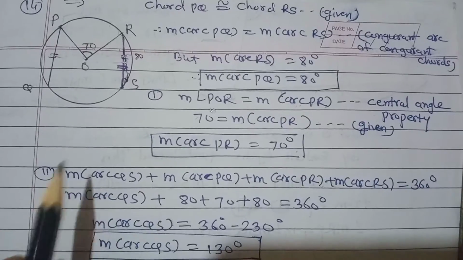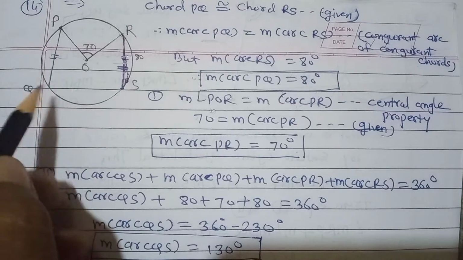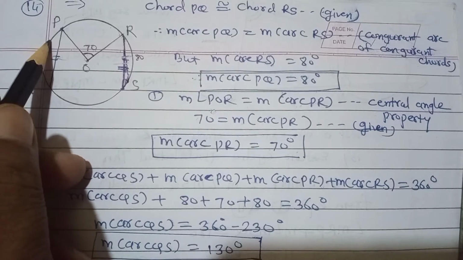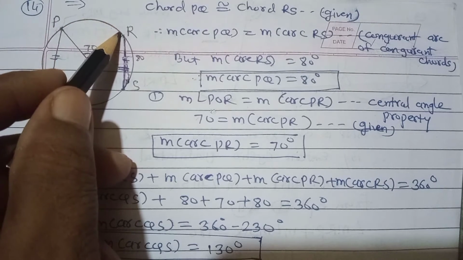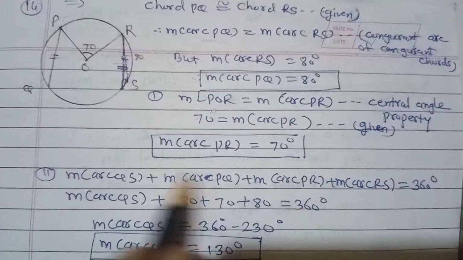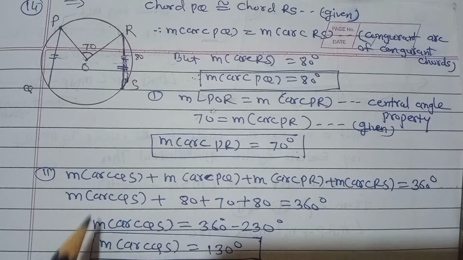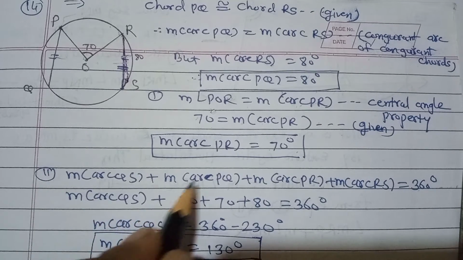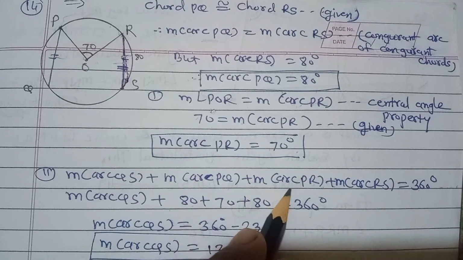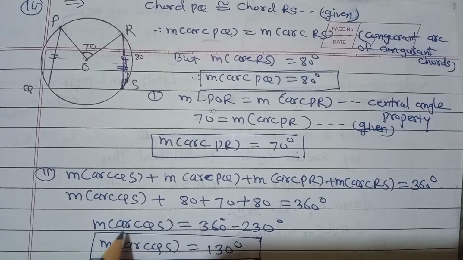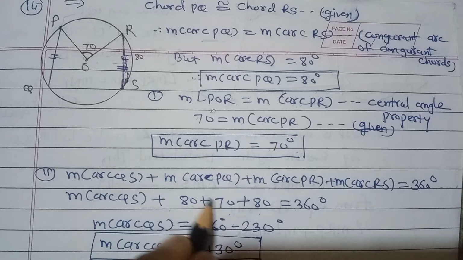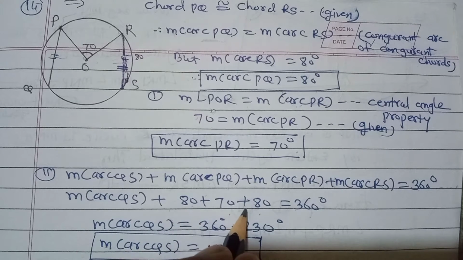Second question, measure of arc QS plus measure of arc PQ plus measure of arc PR plus measure of arc RS. Total becomes the circle, so 360 degrees. PQ is 80 degrees, PR is 70 degrees, RS is 80 degrees, total 360. Measure of arc QS is equal to 360 minus 230. So measure of arc QS equals 130 degrees.